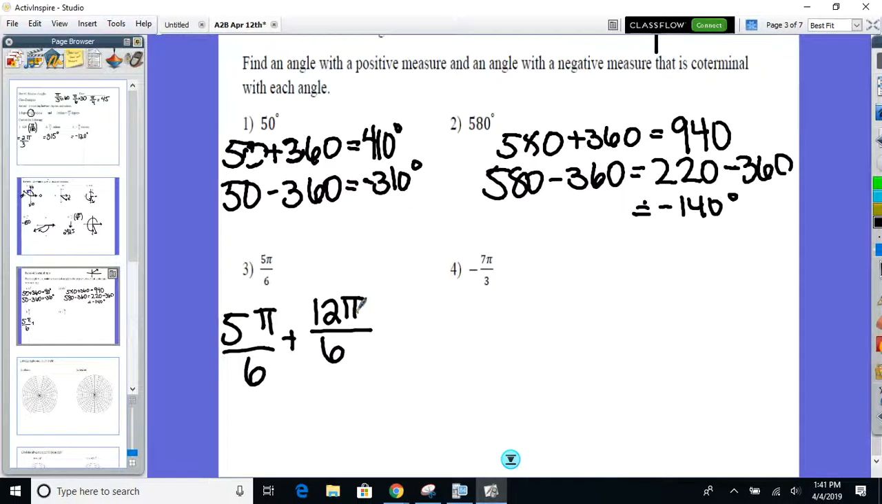Okay, ready? I got to have a denominator of 6, right? But I know that fraction's got to be the same as 2 pi. So the only thing I can put on top that's going to give me 2 pi is 12. 12 divided by 6 is 2. We all right there? 17 pi over 6. So there's one angle. Now do what with them? Subtract them. 5 pi over 6 minus 12 pi over 6. Negative.